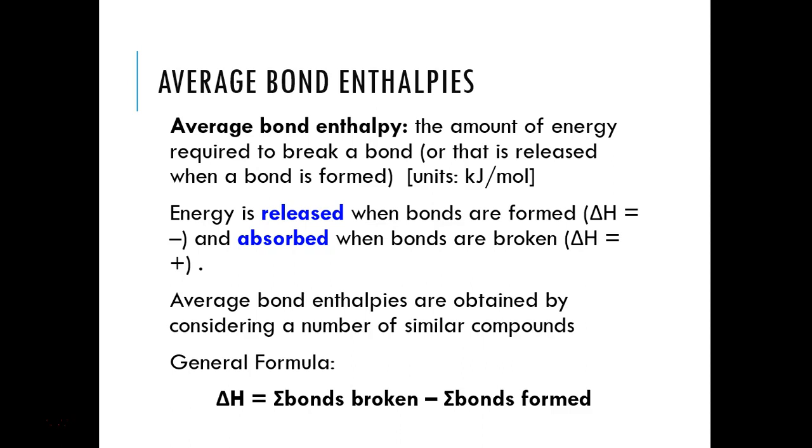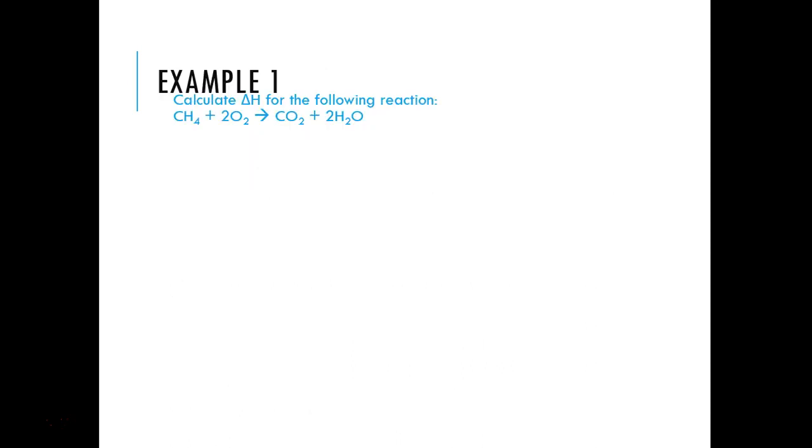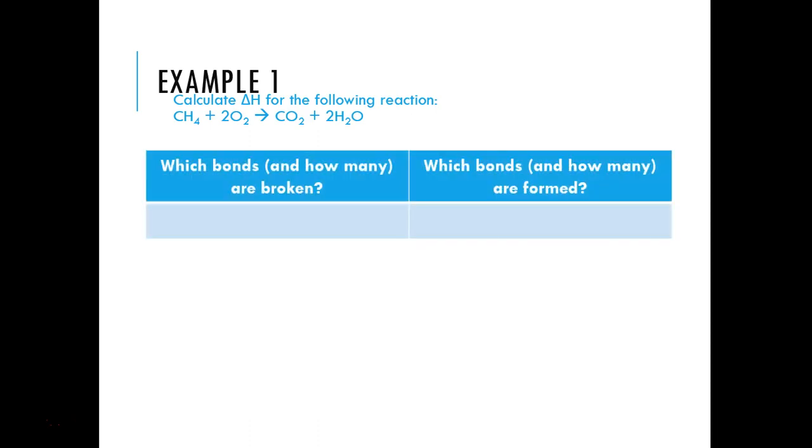So the general formula when you're calculating enthalpy using average bond enthalpies is that the enthalpy is the sum of the bonds broken minus the sum of the bonds formed. All right, so let's look at an example, the combustion of methane, and we're going to calculate the enthalpy using average bond enthalpies. Okay, so what bonds are broken?